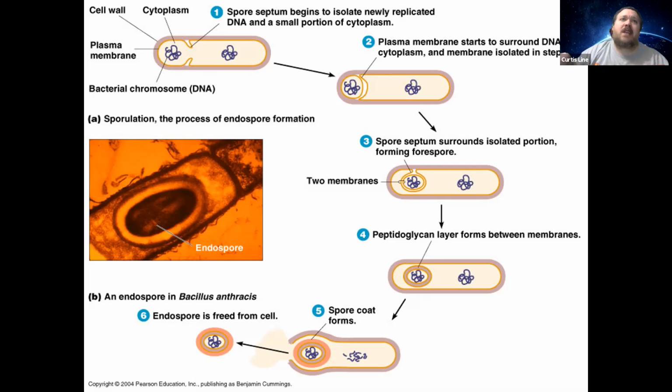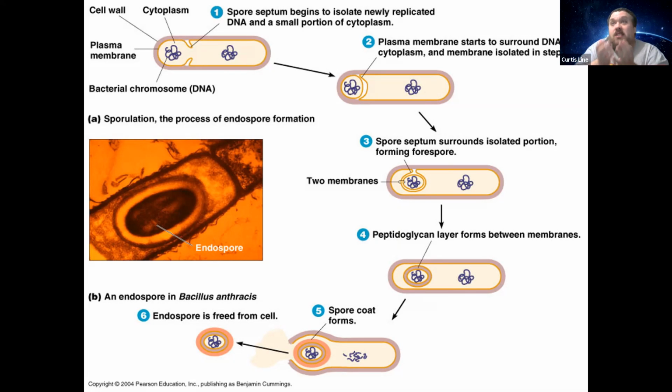So the DNA is duplicated, and they basically just surround the DNA in a membrane, and then they just keep doing that. And then they form a peptidoglycan layer between the membranes, and then they form this spore coat around the peptidoglycan. So it always makes me think of an egg. It's like the cell is making this little egg kind of thing.